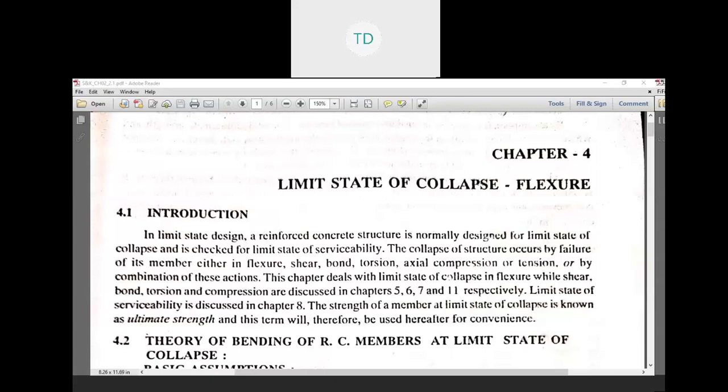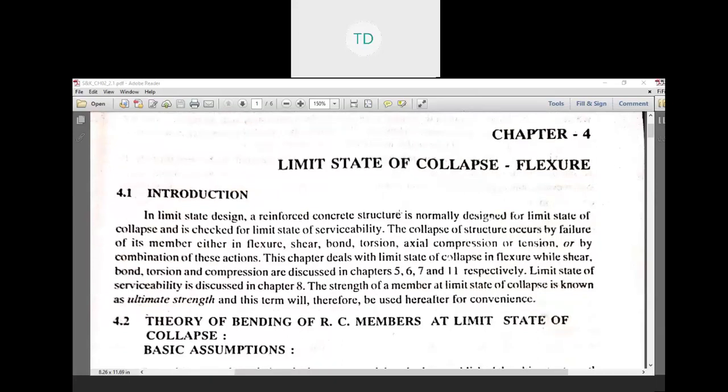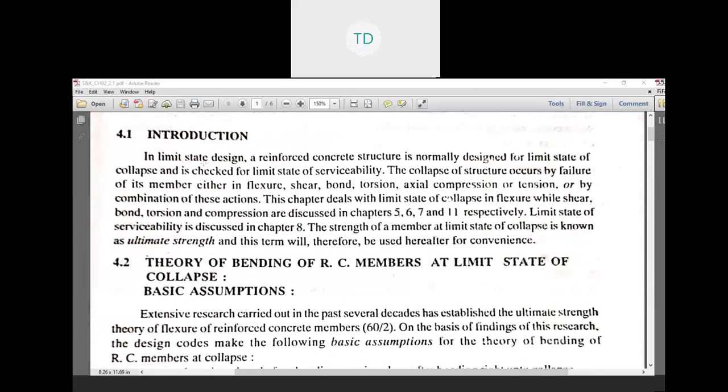In this lecture, we are going to start a new chapter, limit state of collapse for flexure member. In this chapter, we are going to study some basic data and the design of flexure member, also the analysis.